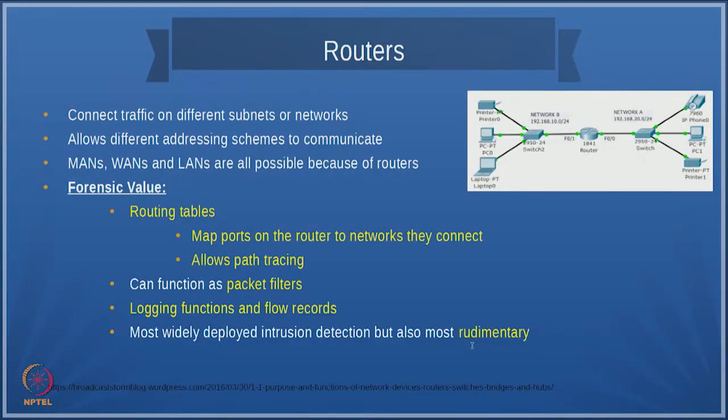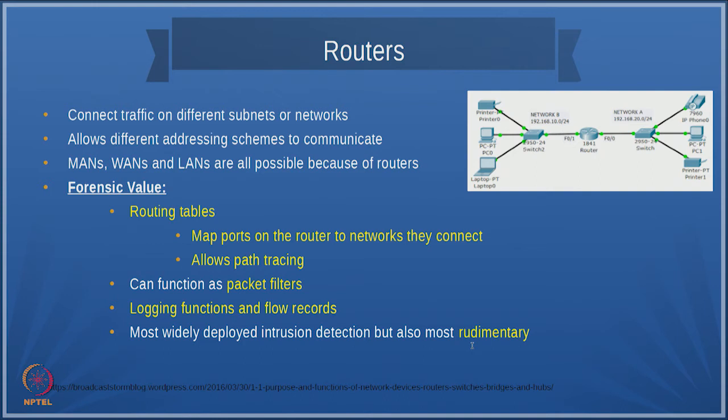Coming to routers, the routers actually connect different subnets and networks. This is the one which actually allows the IP addresses, and these routers use the IP addresses to communicate between different devices. MANs, metropolitan area networks, wide area networks and LANs are all possible because of routers, and the forensic value that the routers provide is, one, they can provide routing tables. Routing tables are very important.